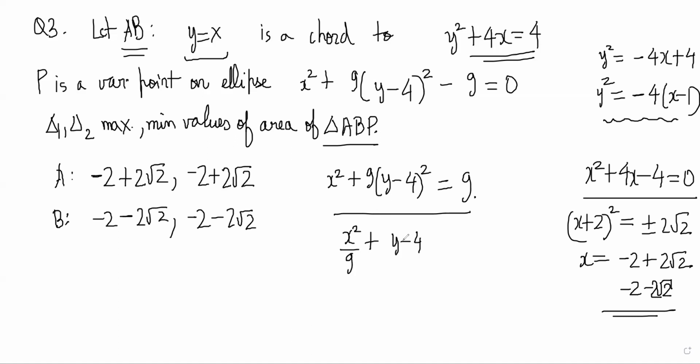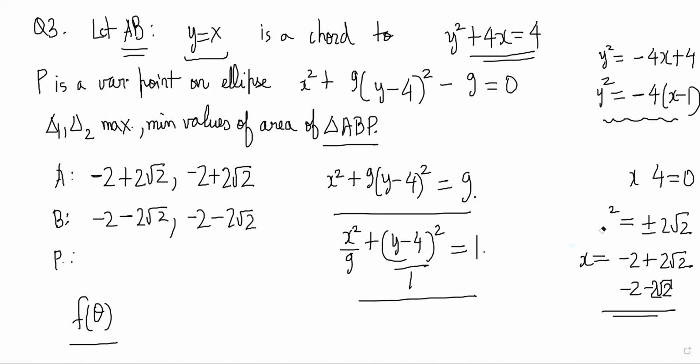You have to use calculus. That's the best way to do it. Okay. The point will come in terms of a cos theta, b sin theta here. The area of triangle ABP will be a function of theta. There is nothing difficult in this question. You just have to use calculus. Who is asking you to not use calculus?